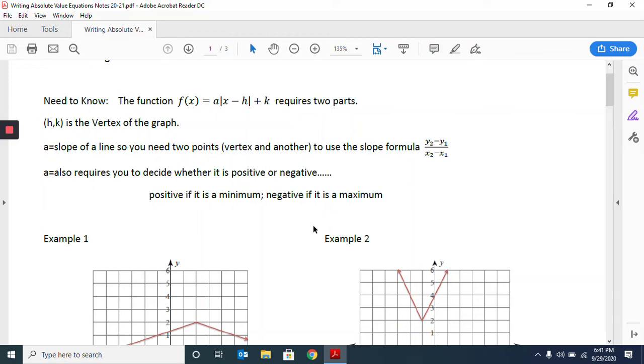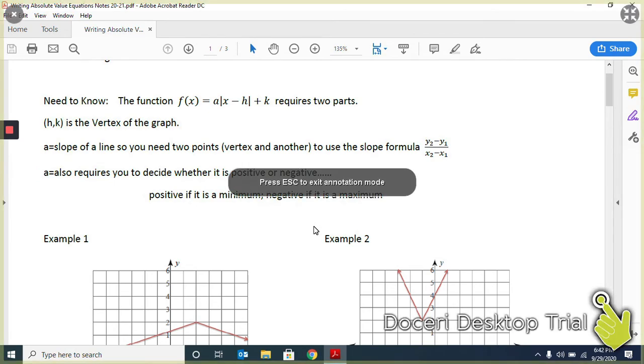All right, so today we're going to be looking at writing absolute value functions. What you need to know when you write this is you have to have essentially two parts to write the equation. You have to have this a value, and then you have to have this h and this k value. Once you have those three parts, then you can write an equation for the graph.